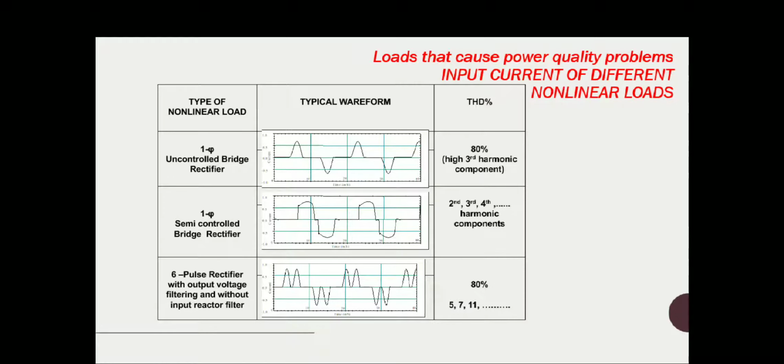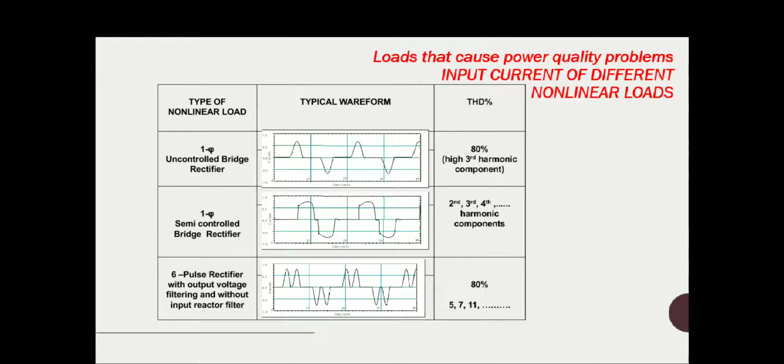A single phase uncontrolled bridge rectifier, its THD is around 80%, because the third harmonic component is predominant there. So the THD value is around 80%, very large. A single phase semi controlled bridge rectifier has second, third, fourth harmonic components present. And a 6 pulse rectifier is nothing but a 3 phase rectifier.